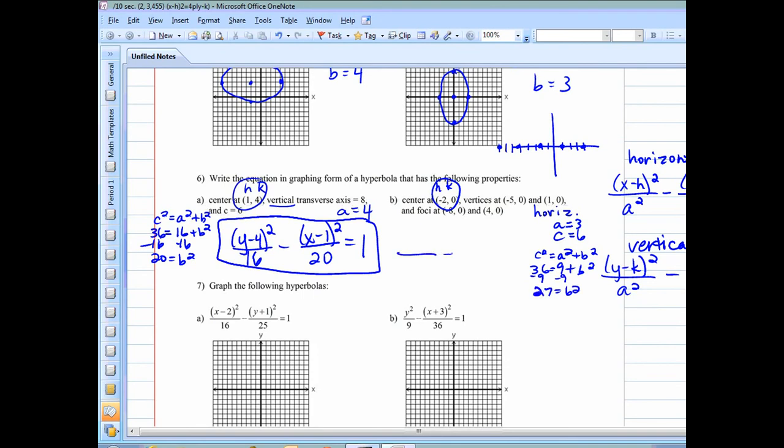So we're ready to write our equation. Because it's horizontal, the x comes first. We take the x part of our center, excuse me, I keep saying vertex, the center. And then y minus 0 would be a y squared.